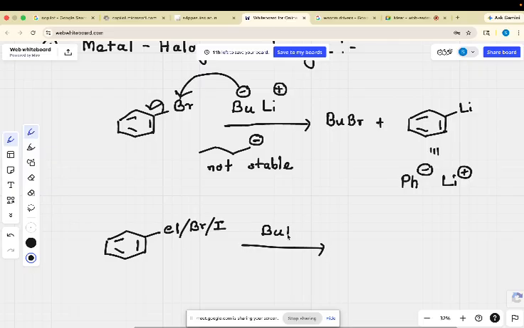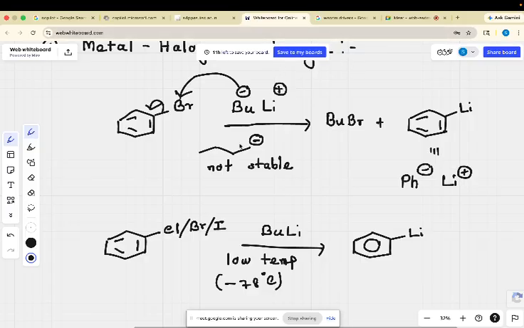If you are treating this compound with butyl lithium, and when you are handling this kind of alkyl lithium, you have to maintain a very low temperature, usually minus 78 degrees centigrade, because it is very reactive. And what you will get? You will get this. Clear? Yes, sir. Clear, right? Done.